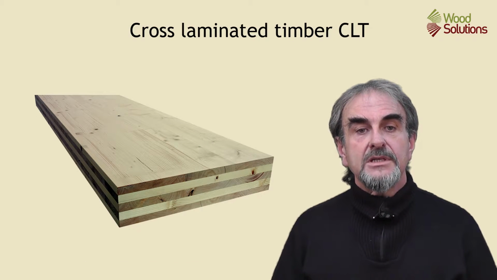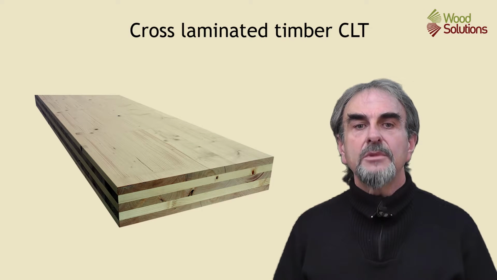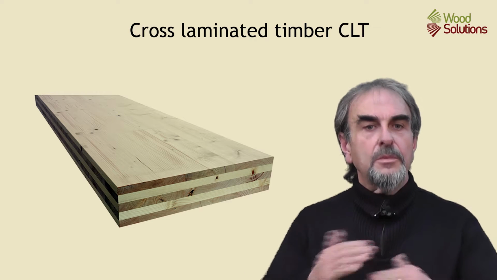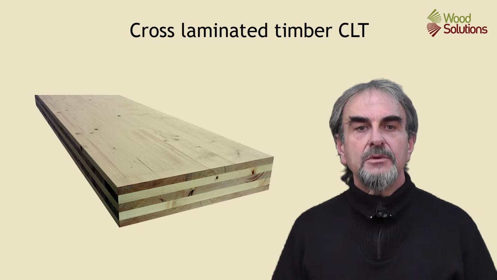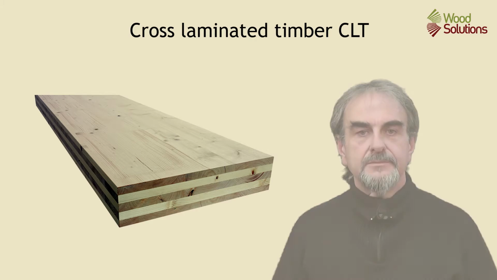Cross-laminated timber or CLT is a panel product made from connecting layers of timber together with the grain direction of the timber alternating between the layers. This is like thick plywood, but with each layer a solid timber, not a veneer. Some CLT is made with mechanical connections, but most is now glued together. Gluing provides a more effective structural connection.